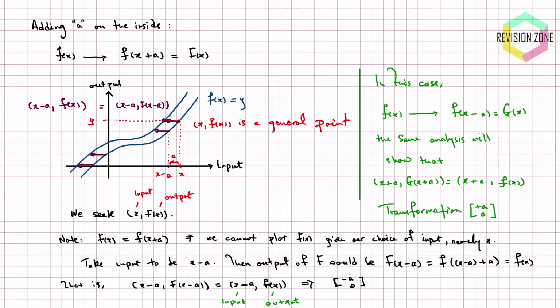Indeed, I should add that we can actually repeat the entire argument that we've just done here for the case where we were taking away an a and not quite adding an a. And if we call that function g of x, then this argument here essentially explains what's going to happen. And in this case, we're going to get a transformation which is going to make everything move a units to the right.